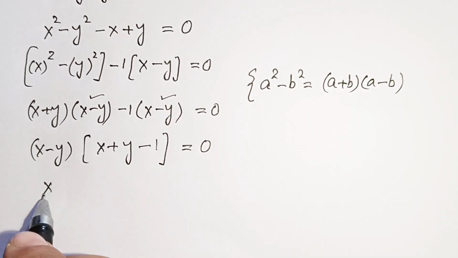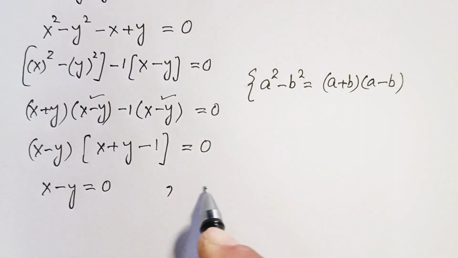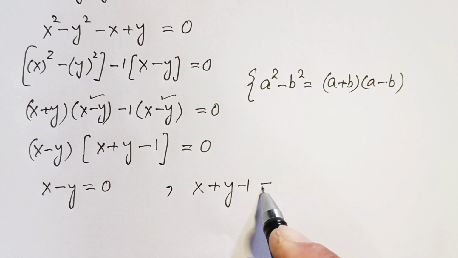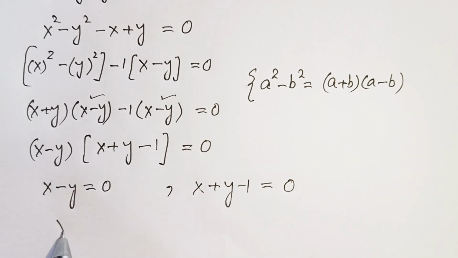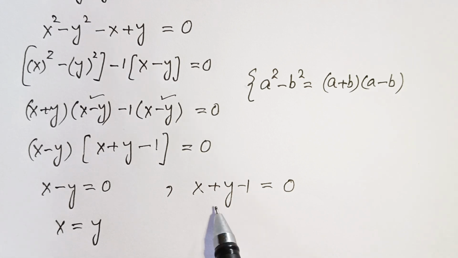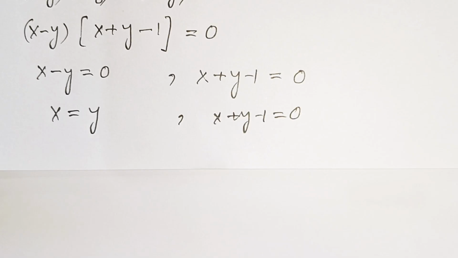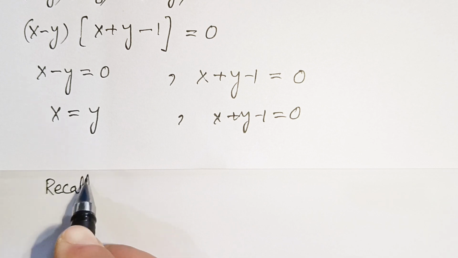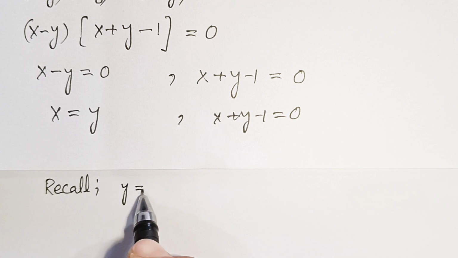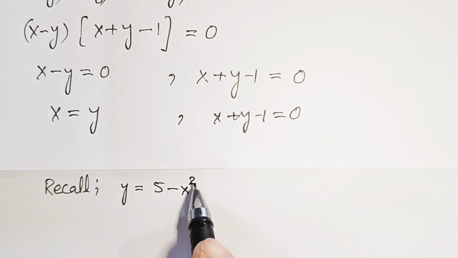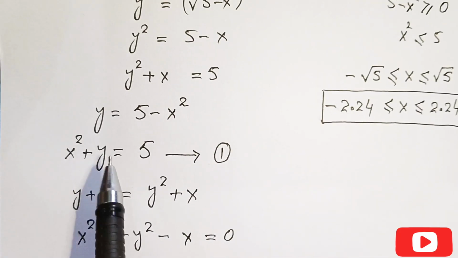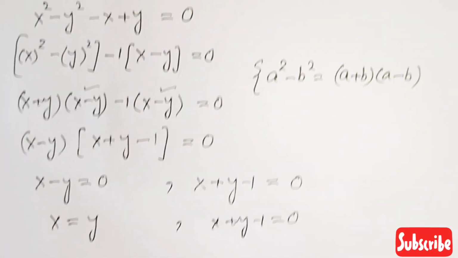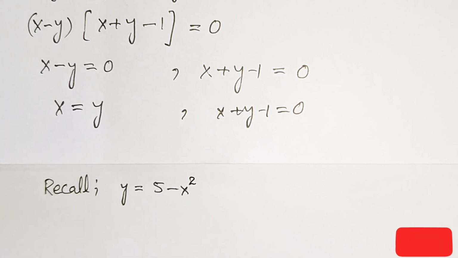Now we have two possible cases: x minus y is equal to 0 and x plus y minus 1 is equal to 0. So here x is equal to y, and here we have x plus y minus 1 is equal to 0. Now we are going to recall that we have y is equal to 5 minus x squared. So recalling this equation, where x is equal to y, we get x is equal to 5 minus x squared.